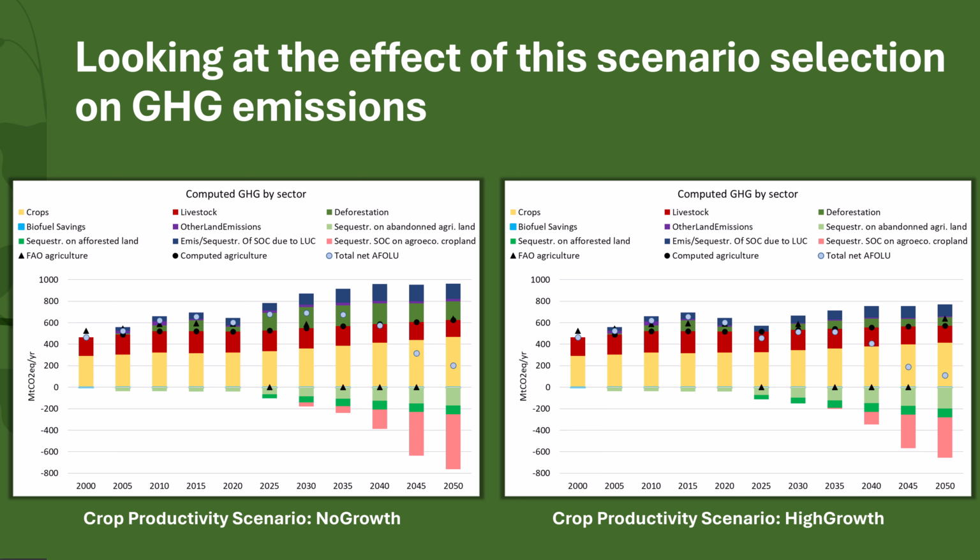So in the second graph to the right, we can see that emissions from deforestation are lower in the new scenario, as it would lead to a reduced expansion of croplands into forests. We also see that emissions directly from crops are reduced.